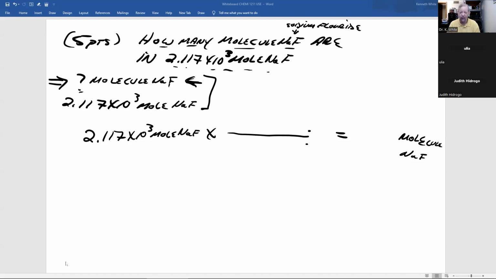How do we figure out what units go on top and bottom of this ratio? It's time to use your good buddy, your good friend, unit analysis.